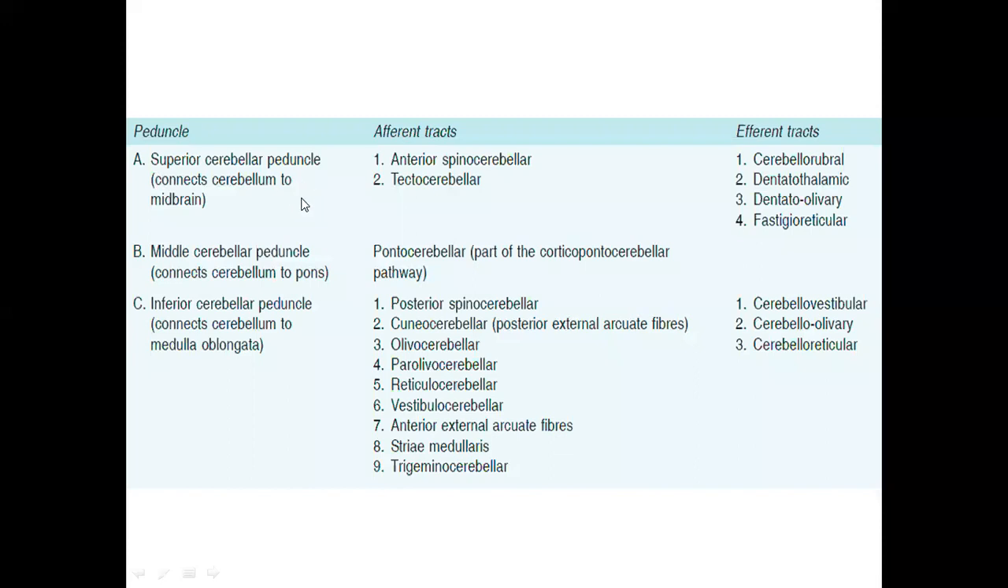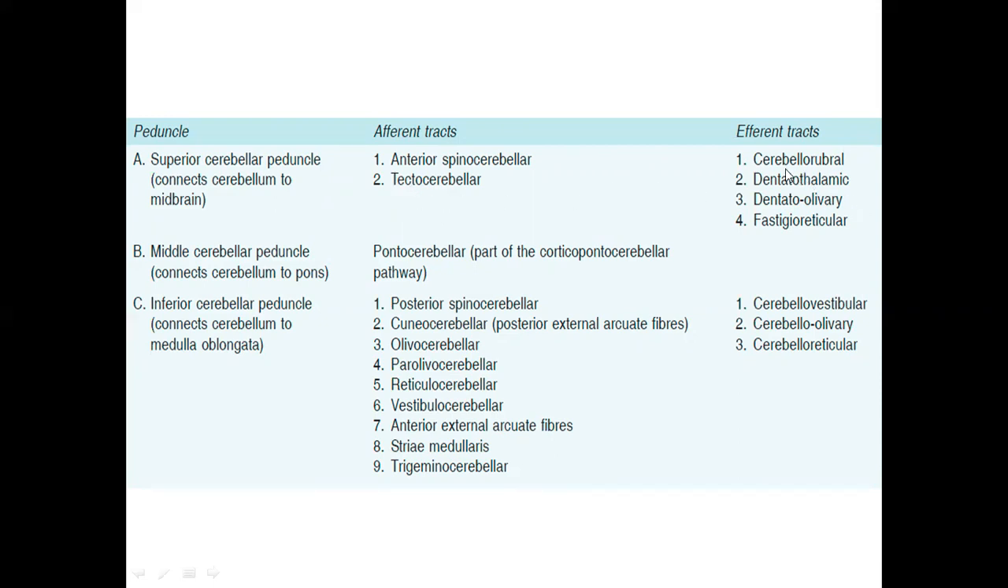As I said, these peduncles are very, very important and they may be asked in 5 marks questions. So just to make it simple, I have put this table so that you will understand. The superior cerebellar peduncle is connecting the cerebellum to the midbrain. It is receiving afferent fibers from the spinal cord in the form of the anterior spinocerebellar tract. From the midbrain, it is receiving in the form of the tectocerebellar tract.